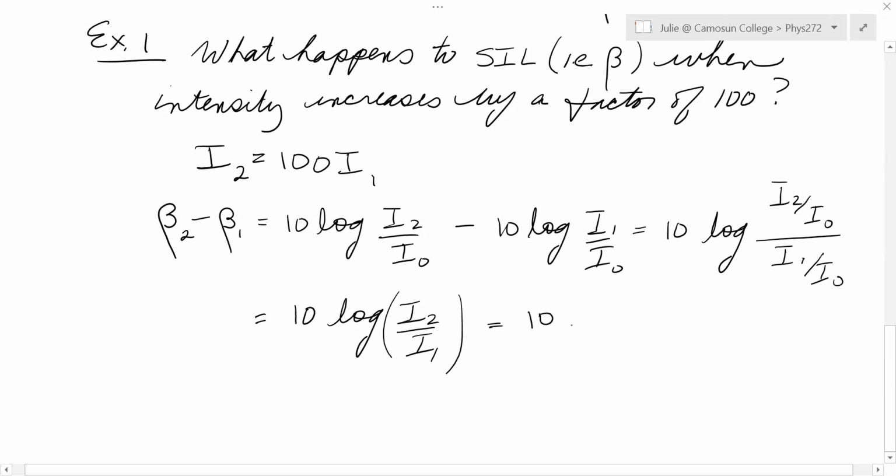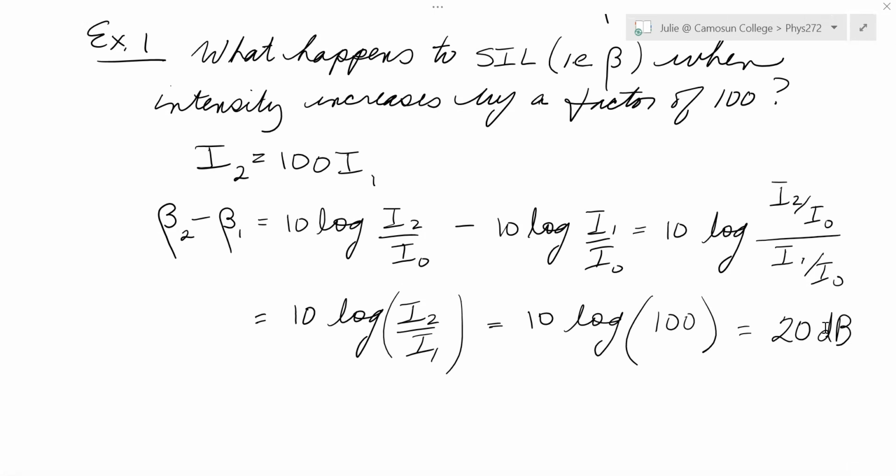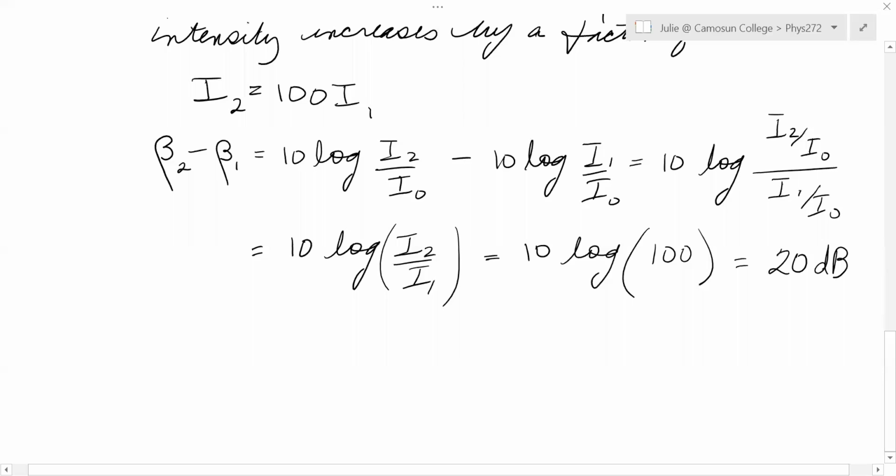And so now we can put in whatever the factor between I2 and I1 is. In this case, it's 100. The log of 100 is 2. And so this is 20 decibels. So by increasing intensity by a factor of 100, you increase sound intensity level by 20 decibels. So the difference between beta 1 and beta 2 is 20 decibels. Okay, so that's example 1.